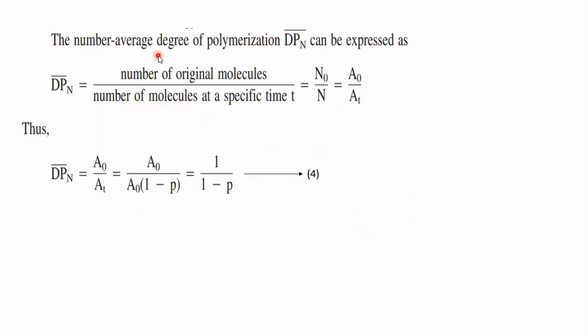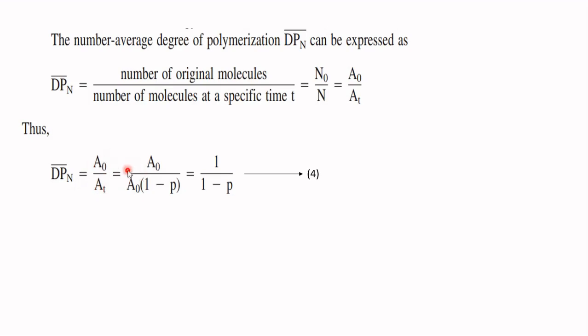Then the number average degree of polymerization, represented by dPn bar, can be expressed as the number of original molecules divided by the number of molecules at a specific time t. The number of original molecules is N naught, and the number of molecules at time t, let it be N. So for this equation, it will be A naught divided by AT. Thus the average degree of polymerization is equal to A naught divided by AT.